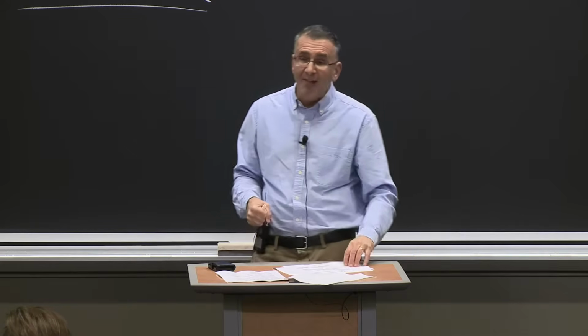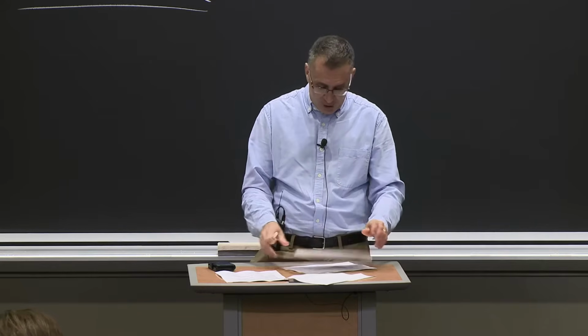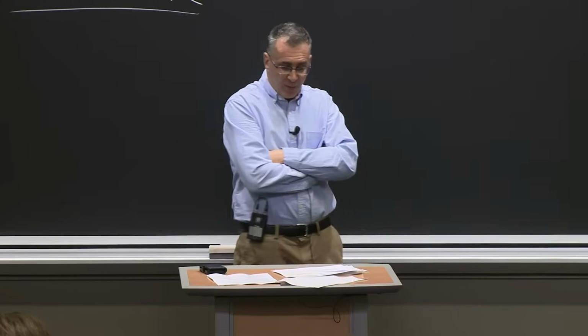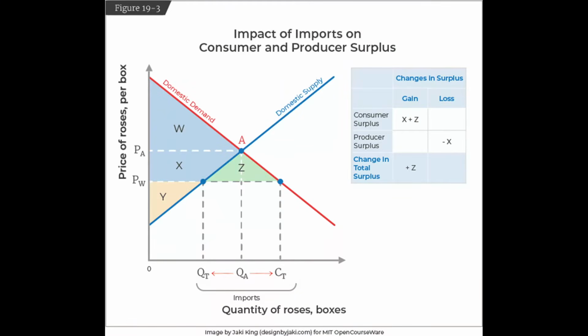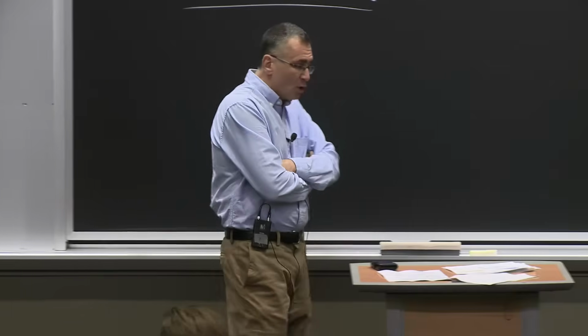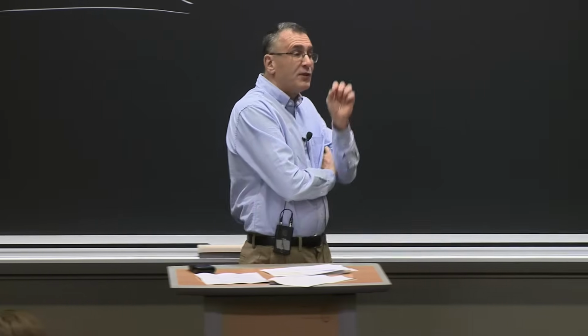Okay, now let's ask, what are the welfare implications? Let's go to figure 19.3. What are the welfare implications of international trade? Well, for consumers, their surplus used to be W. They used to get Q sub A roses at a price P sub A. So their surplus used to be the area W. What is the surplus of domestic consumers?